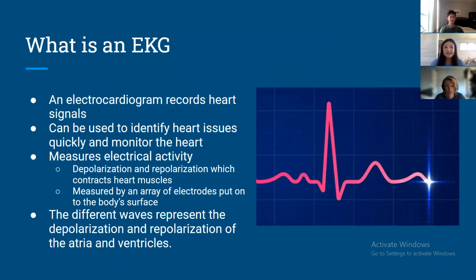So first off, what is an electrocardiogram? These are most commonly known as ECGs and EKGs. An electrocardiogram records heart signals. It can be used to identify heart issues quickly and monitor the heart. It measures electrical activity, notably the depolarization and repolarization, which contracts heart muscles. It's measured by an array of electrodes put onto the body surface. The different waves represent the depolarization and repolarization of the atria and ventricles.